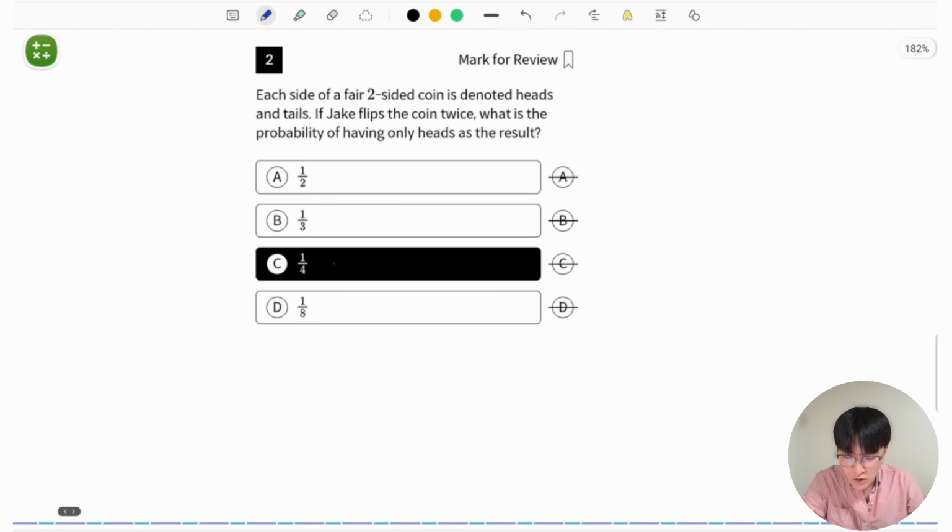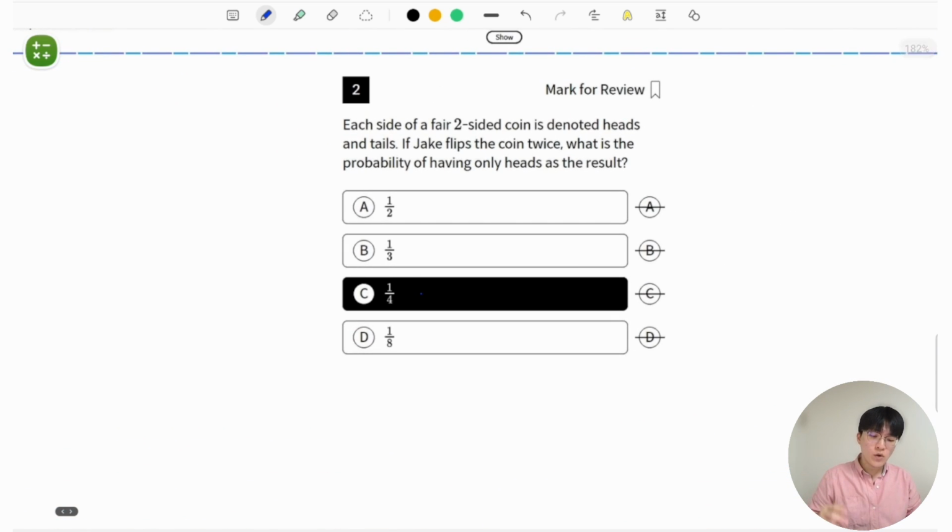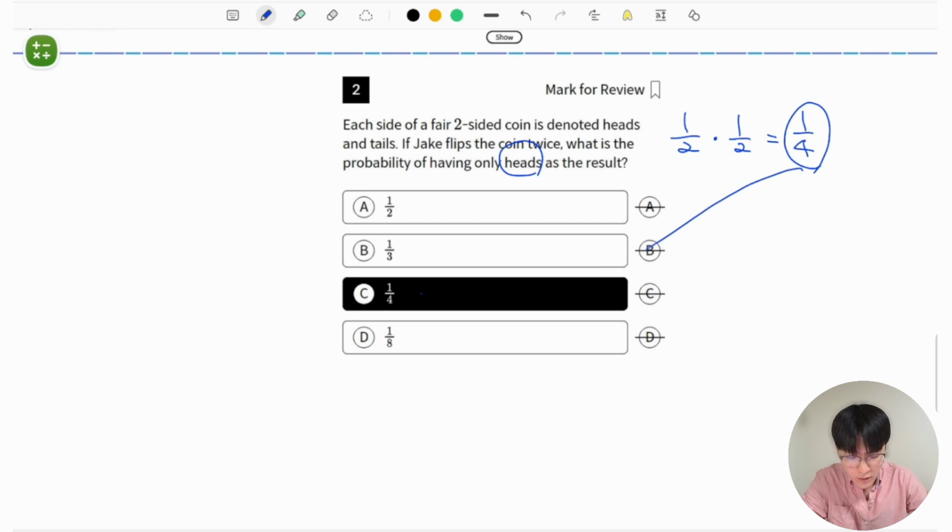Moving on to question number 2. Each side of a fair two-sided coin is denoted heads and tails. If Jake flips the coin twice, what is the probability of having only heads as a result? If there is a two-sided coin, then there is a 1/2 chance to get a head. But if you want to get heads twice, we just have to multiply that probability one more time, and that will give us 1/4, which is our final answer for getting heads twice. Answer choice C.